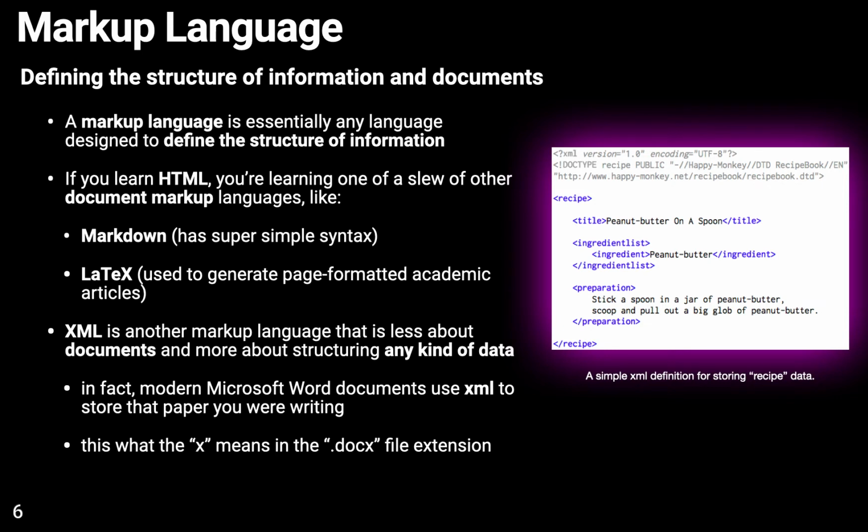So if I'm going to define a recipe, what properties will it have? What elements will a recipe have? In this case, the title is peanut butter on a spoon. Very simple recipe, it sounds like, and indeed it is. Now we open up the ingredient list and we say, okay, here's an ingredient, peanut butter, and close the ingredient list. Open up the preparation. These are the elements that all recipes have in common. You always have some kind of name. You always have some kind of list of ingredients.